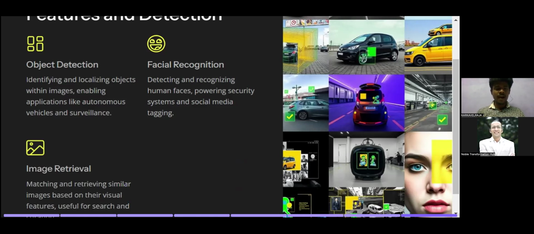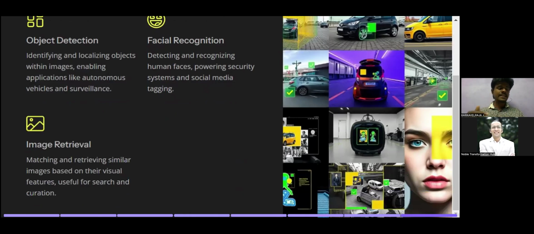Then we have something called facial recognition. It is also one of the key applications of computer vision. Facial recognition detects and recognizes the human face, powering security systems and social media tagging. Consider a smart attendance system: whenever a student comes into the school, it detects the student's face and marks that this person is present. Such a smart attendance system can be delivered and deployed using facial recognition.